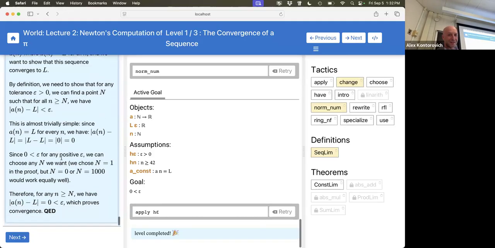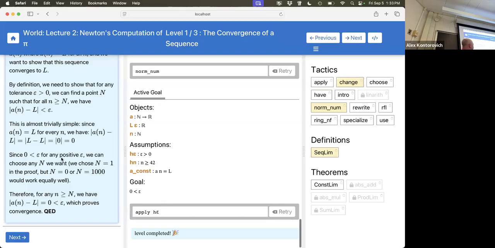There's no reason to say that. I had an AI do this, of course. Since A of n is equal to L, then A of n minus L is L. That was specialize and rewrite. And L minus L is 0. That was ring. And the absolute value of 0 is 0. That was norm num. Since epsilon is positive, for any positive epsilon, what is the AI doing here? I should have read it before posting it.